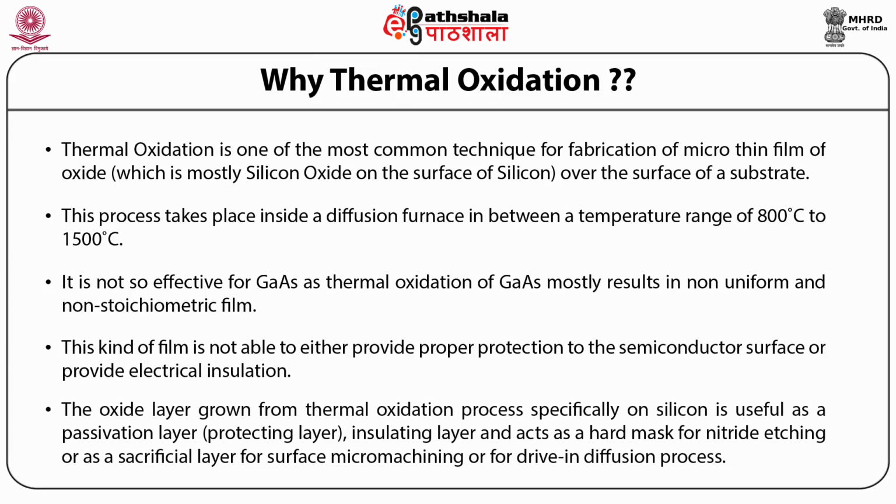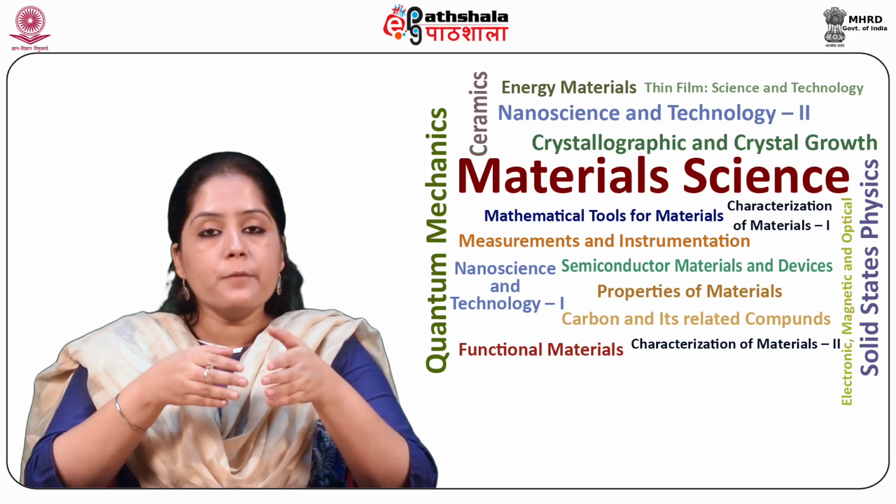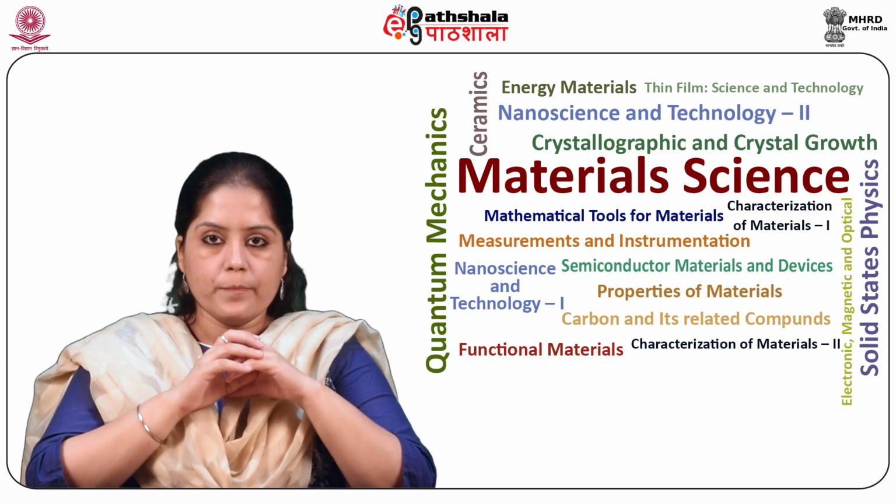The oxide layer grown from the thermal oxidation process, specifically on silicon, is useful as a passivation layer, a protecting layer basically, an insulating layer, and acts as a hard mask for nitride etching, or as a sacrificial layer for surface micromachining, or for the drive-in diffusion process. Types of thermal oxidation.